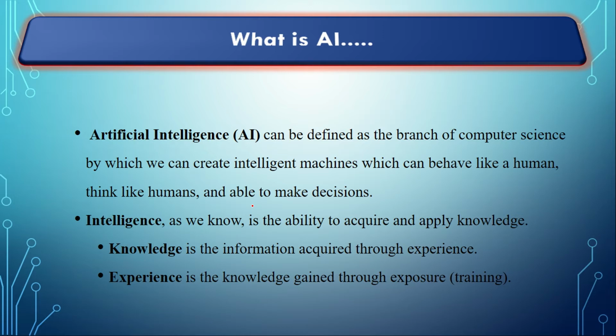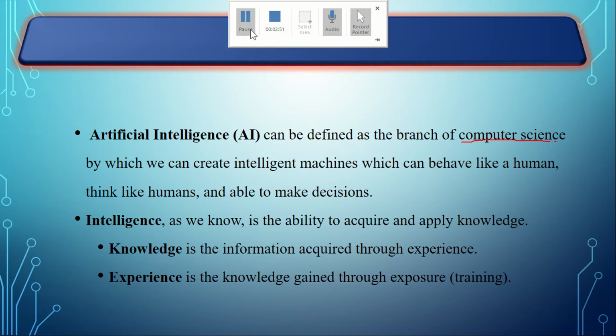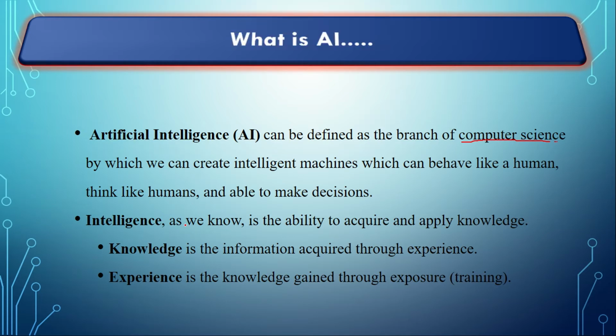Artificial intelligence (AI) can be defined as the branch of computer science by which we can create intelligent machines. Underline this word, computer science. Create intelligent machines which can behave like humans, think like humans, and be able to make decisions by their own self. Good. Okay, good. This is what AI means.